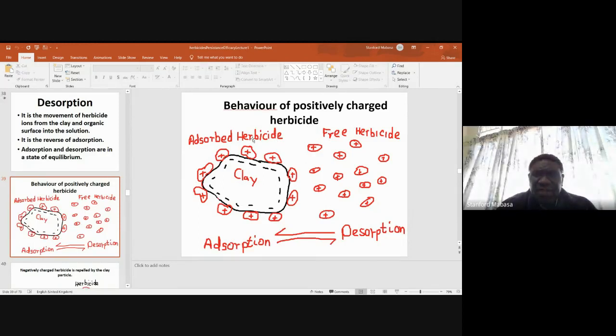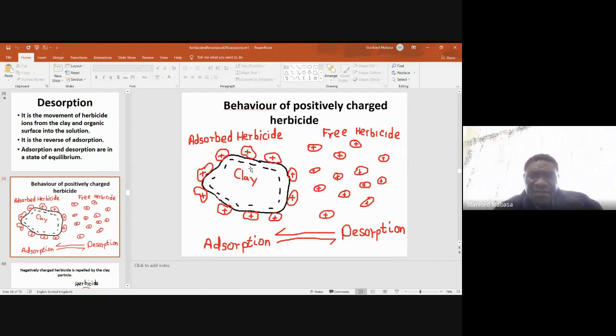So if the herbicide is positively charged, it is going to be attracted by the clay surface, which is a negative charge. And some of the herbicide, which is free, will be available in the solution. So you've got two processes, adsorption and desorption. Desorption is the release of the herbicide into the solution. Adsorption is the attraction of the herbicide to the soil surfaces.